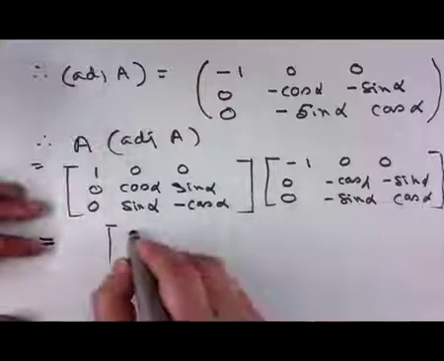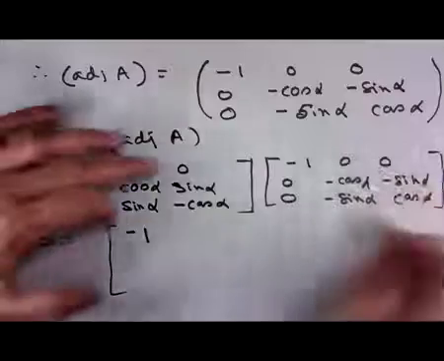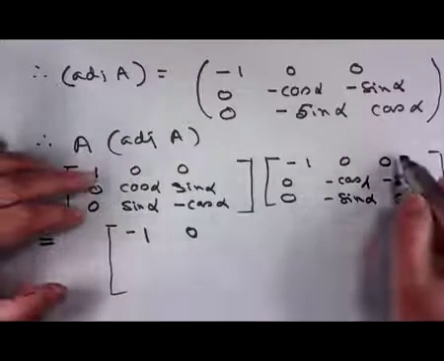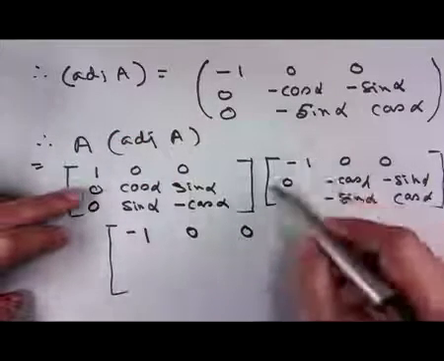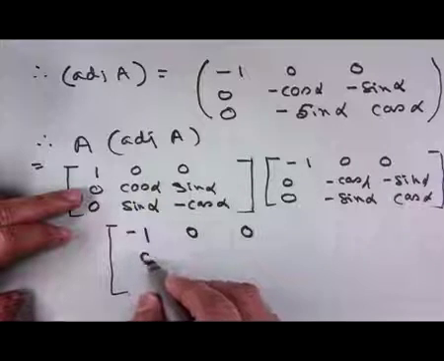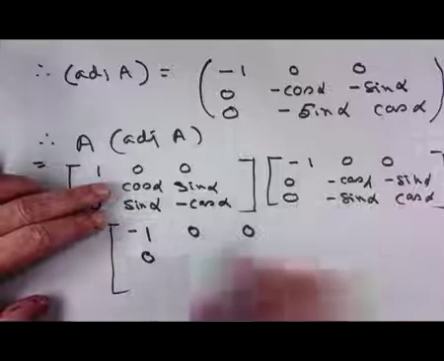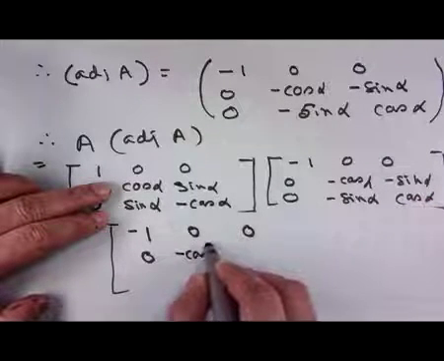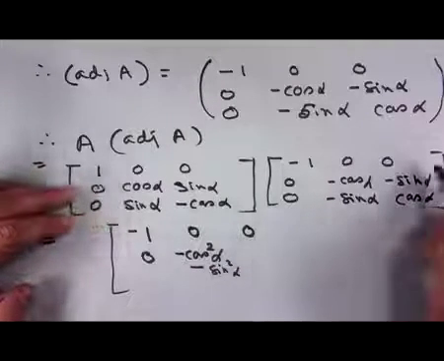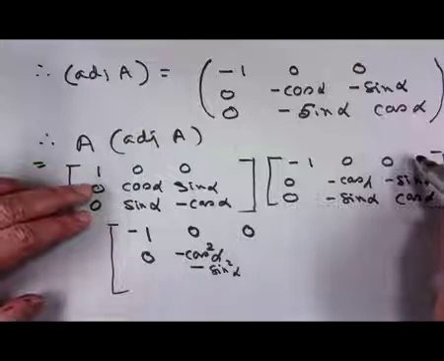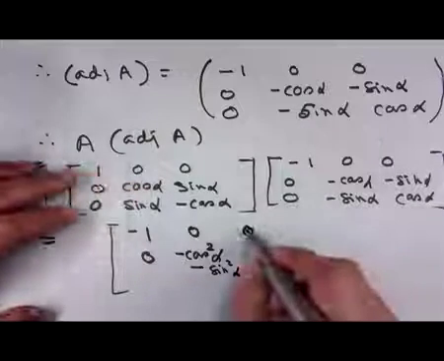first row first column is equal to minus 1, first row second column is equal to 0, first row third column is again 0, second row first column is equal to 0, second row second column is equal to minus cos square alpha minus sin square alpha, and second row third column is equal to minus cos alpha sin alpha plus cos alpha sin alpha.